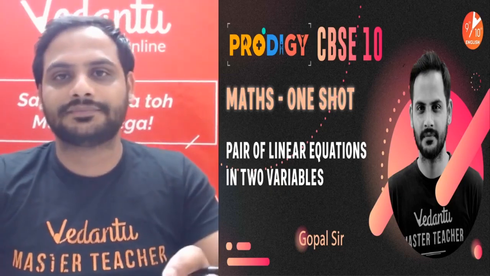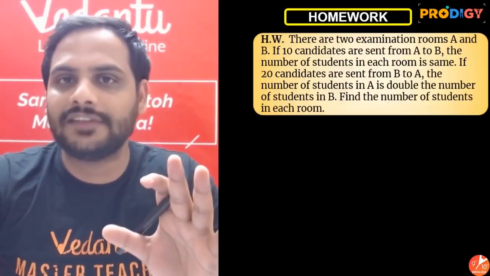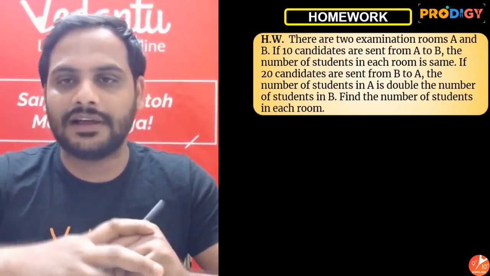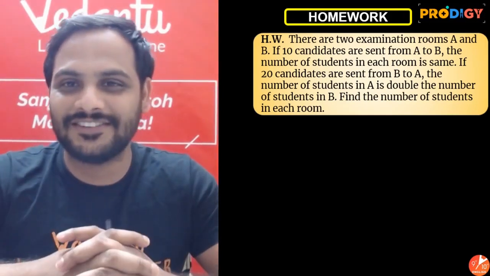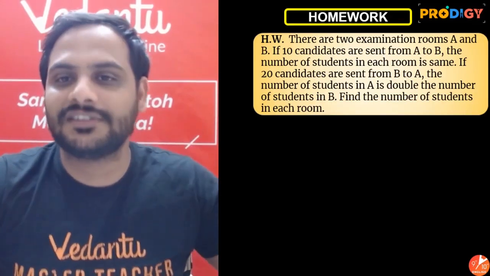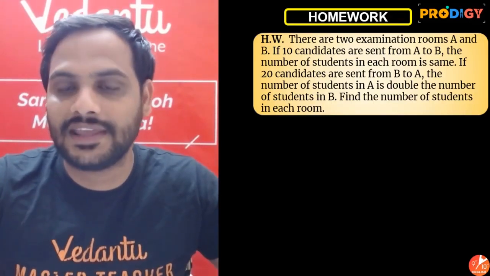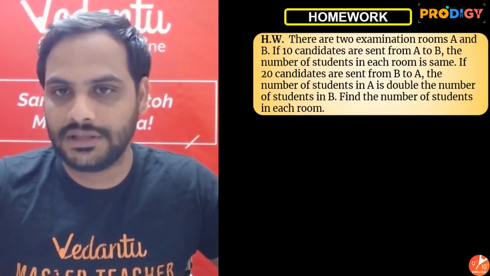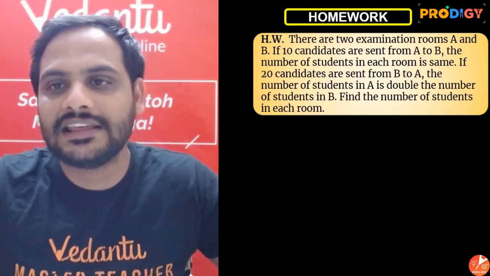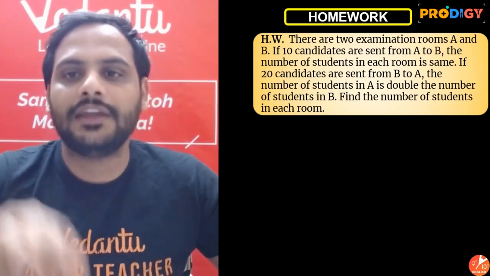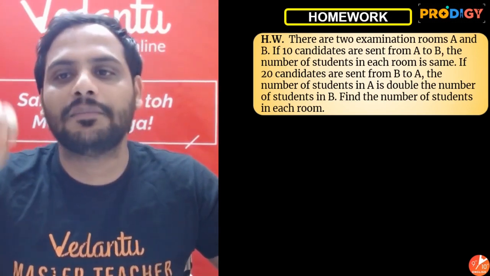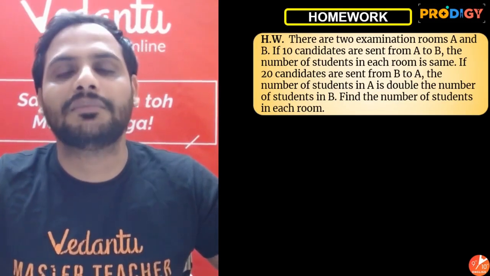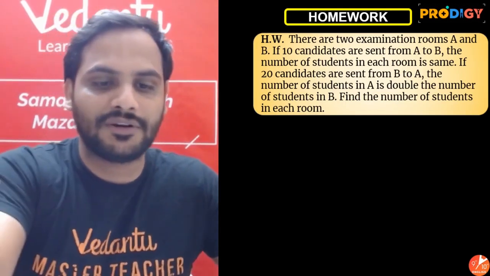Before I start, guys, I gave you a homework question in the previous class. So let's see how the question works. What is the question? There are 2 examination rooms, A and B. If 10 candidates are sent from A to B, the number of students in each room is the same. If 20 candidates are sent from B to A, the number of students in A is double the number of students in B. Find the number of students in each room.